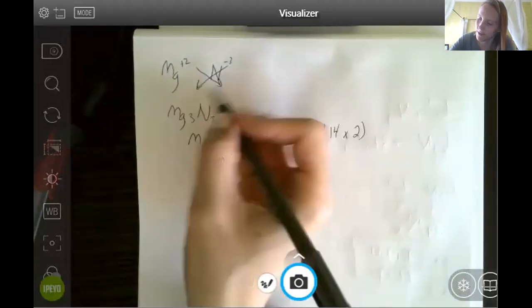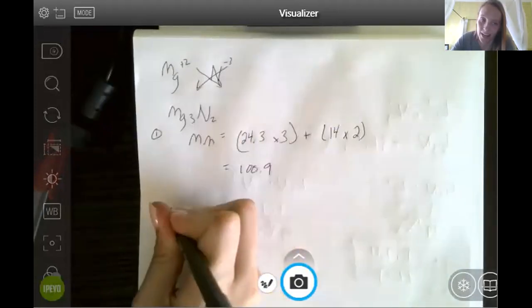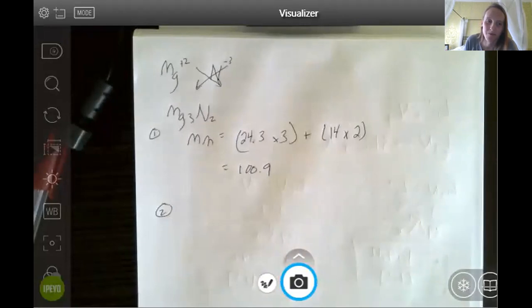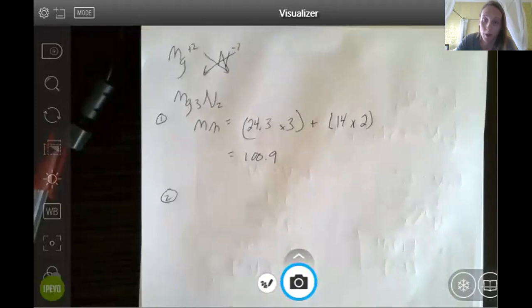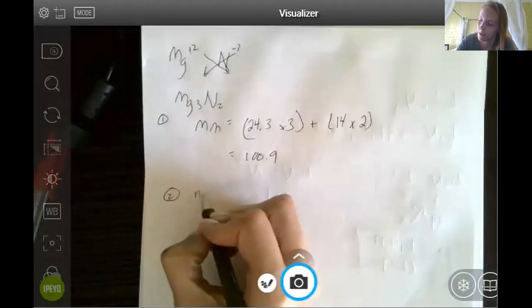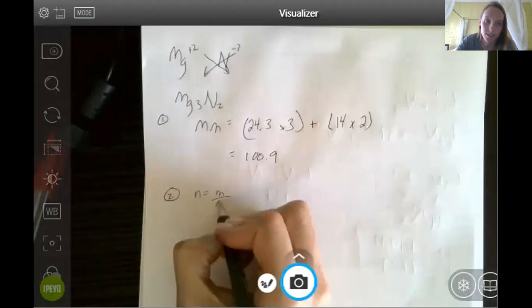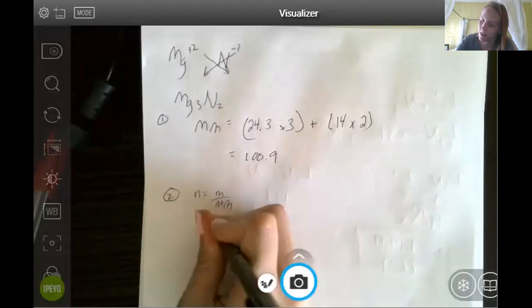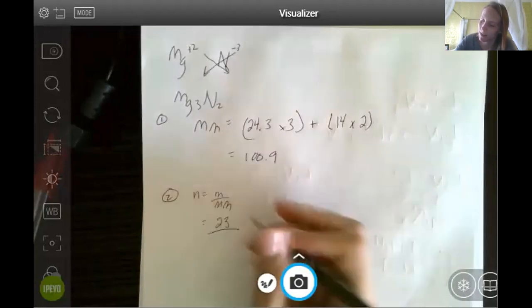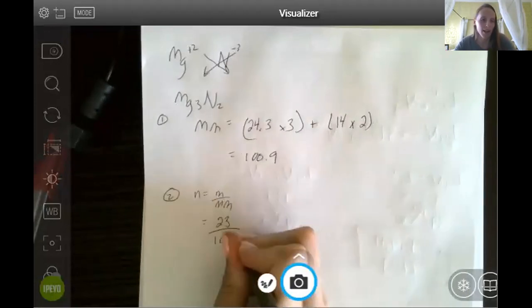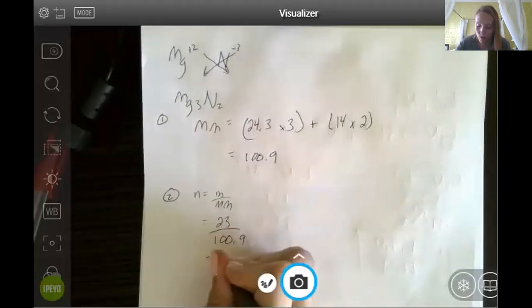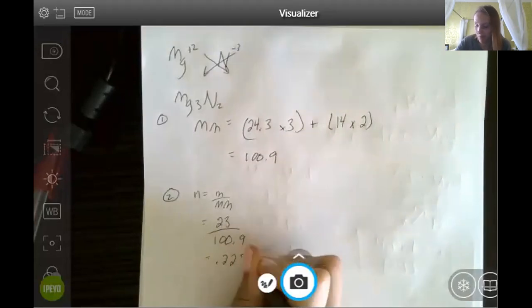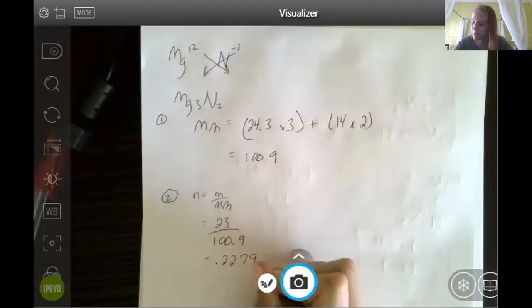Now that I have what that is, that's my first step. Now I'm going to figure out what my moles are. So moles equals mass over molar mass. We're told in the question that we have 23 grams, so that's our mass, and we divide it by the 100.9. 23 divided by 100.9 is 0.2279-ish moles.